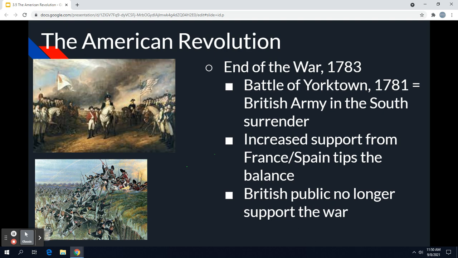So the end of the war begins in the early 1780s with the Battle of Yorktown. A whole British army is surrounded by General Washington and the French at Yorktown, and they are forced to surrender. And this majorly shocks the British morale. So this causes the French and Spanish now to fully support the war. Money, weapons, soldiers begin to pour into the American colonies to oppose the British. And the British public is convinced that the war is not winnable, it's not worth it, and begins to pressure their government to kind of just get out of the war.